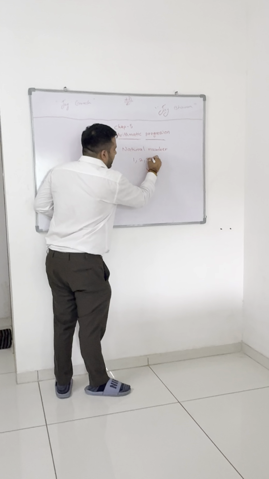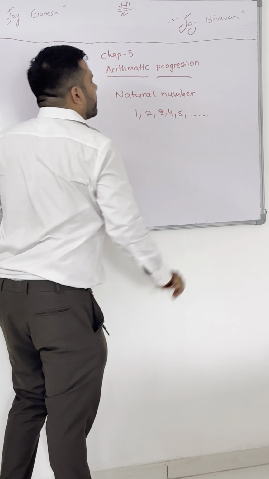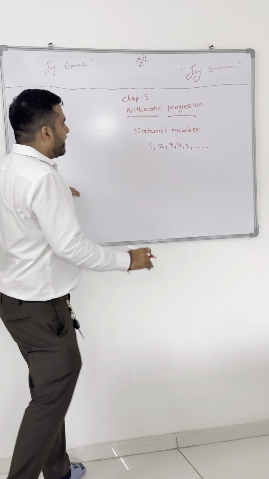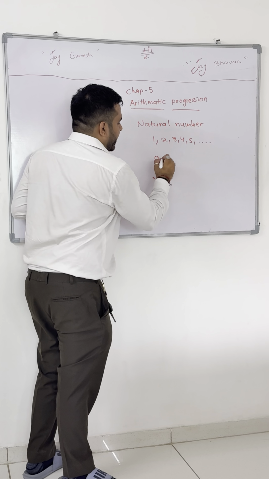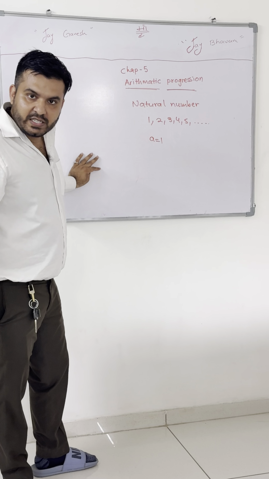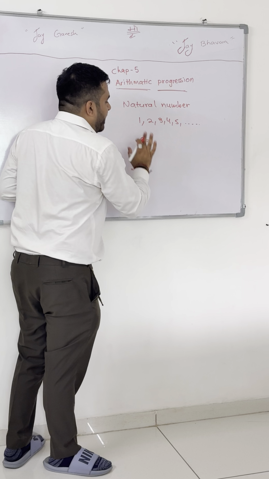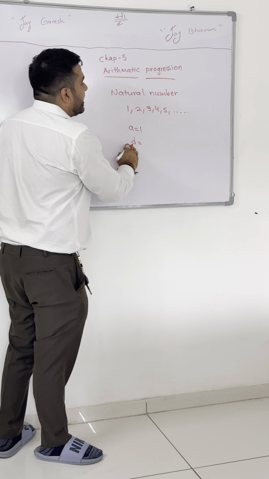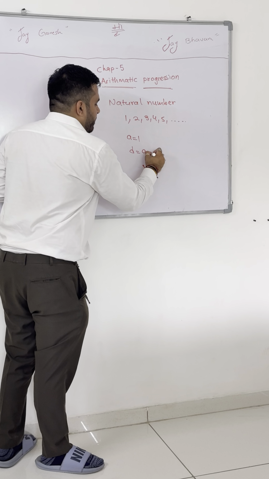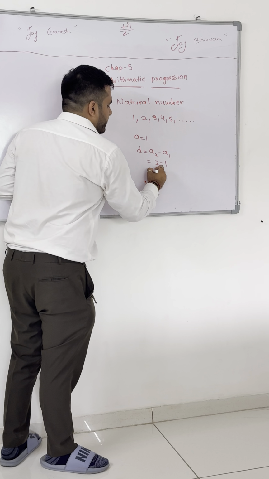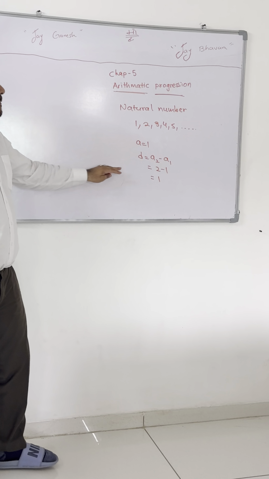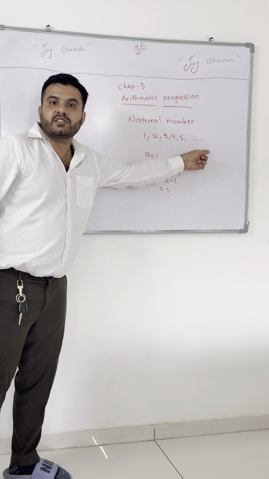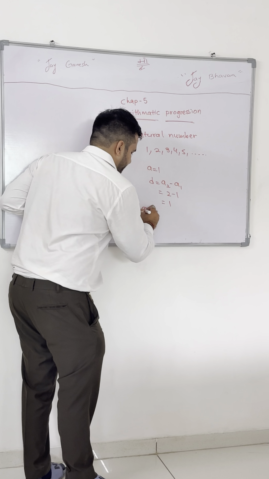Okay, so the natural numbers 1, 2, 3, 4, 5 and so on. Is this an AP or not? Let me check. Here the first number is 1. So your A, the first term, is 1, and you have to find the difference between two numbers. So D means the difference between two terms. A2 minus A1, so 2 minus 1, which equals 1. It means that the difference is 1, and the difference remains the same for all the terms. It means that it is an AP.